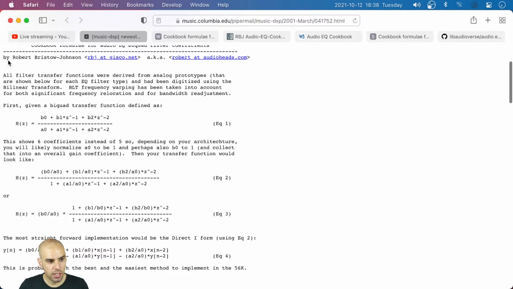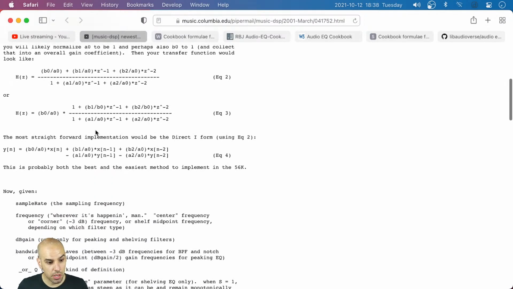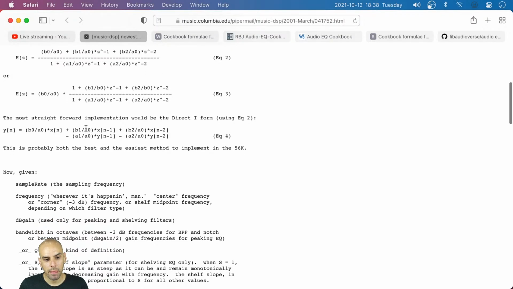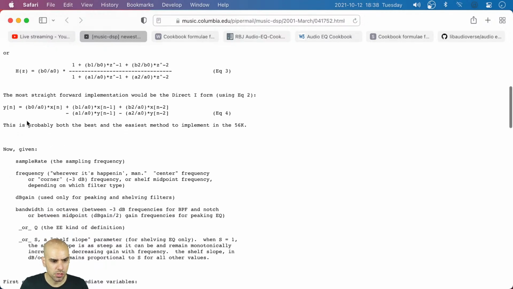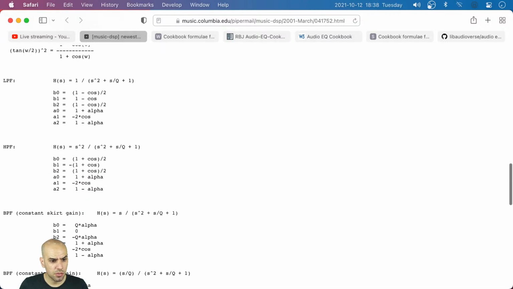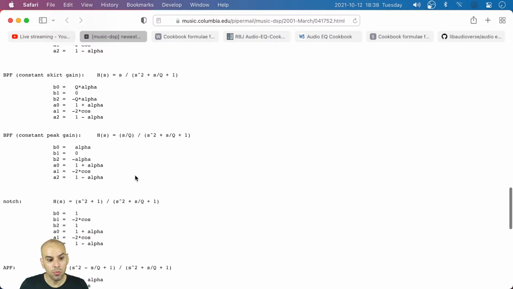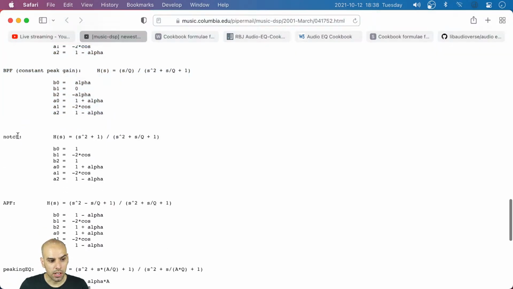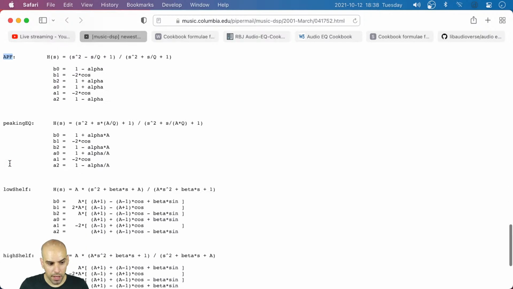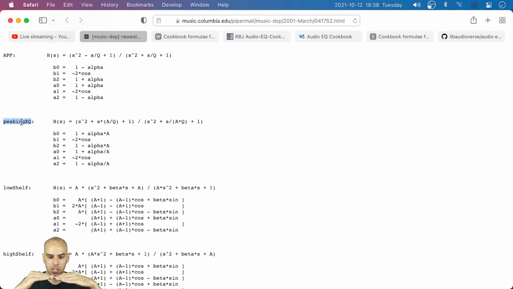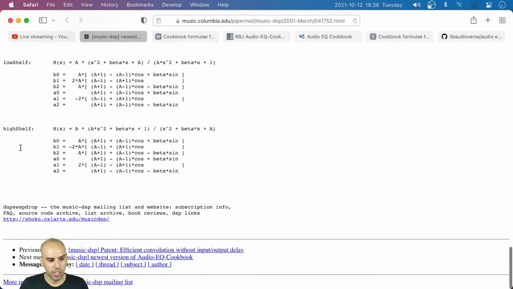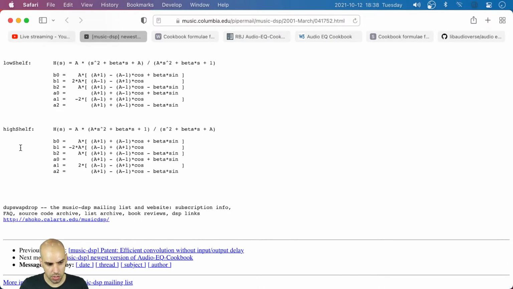So yeah, RBJ, Robert Bristow-Johnson, has defined these equations for filtering, and we are going to implement them in our library. Briefly, I'm going to go over what these filters are good for and what they're bad for. They come in different flavors: a low-pass filter, a high-pass filter, a band-pass filter in two different flavors, a notch filter, an all-pass filter, a peaking EQ, which is just a bump in the EQ curve, a low shelf, and a high shelf. Very straightforward stuff.